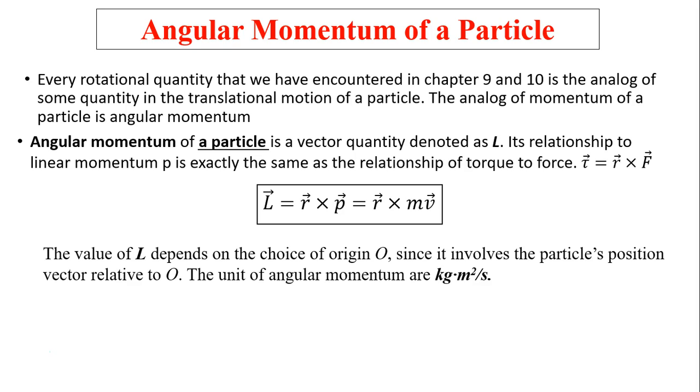The value of L depends on the choice of origin, because remember this is a cross product, so it has to relate to the origin, since it involves the particle's position vector relative to O. The unit of angular momentum is kilograms times meters per second times meters again. So that's why it's kilograms times meters squared per second.